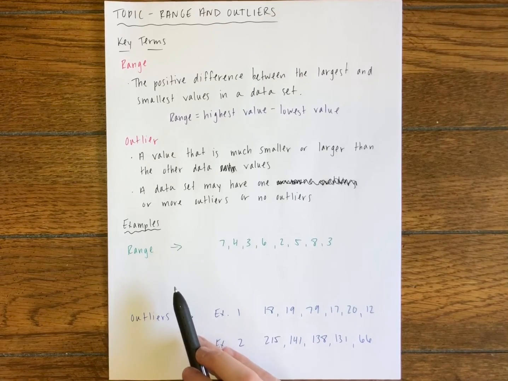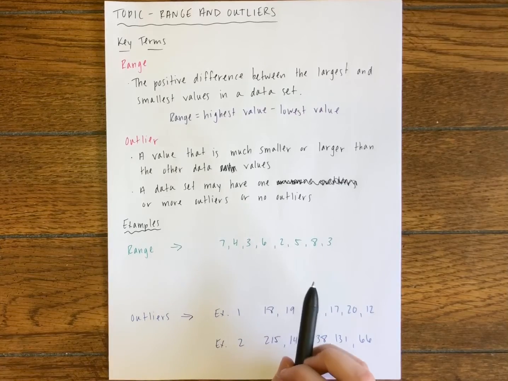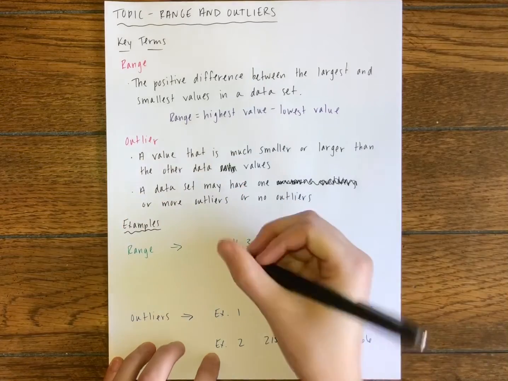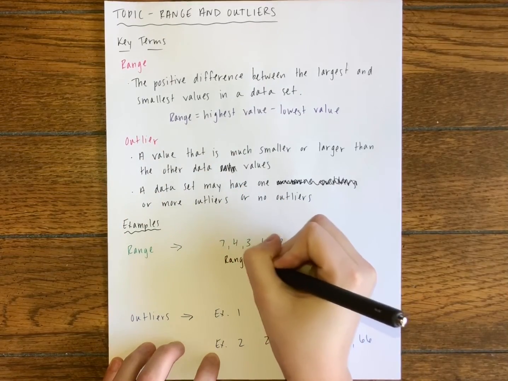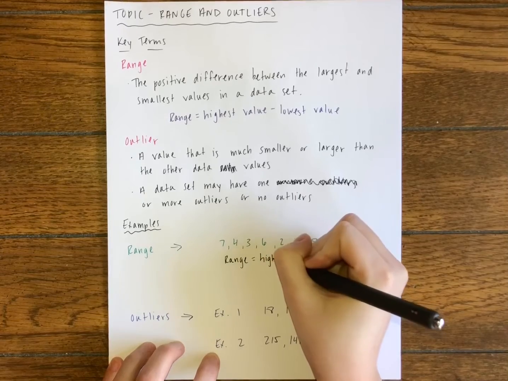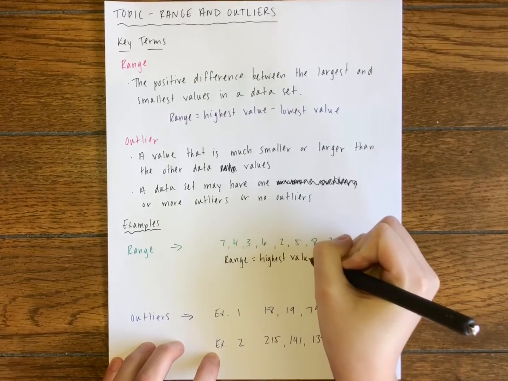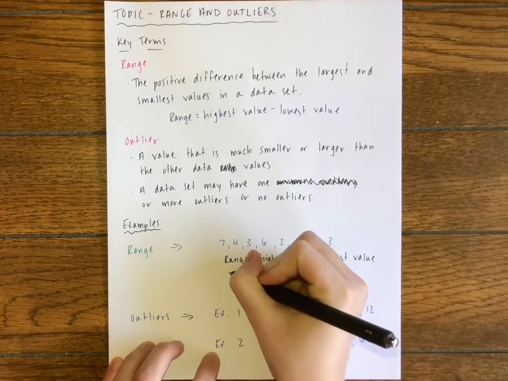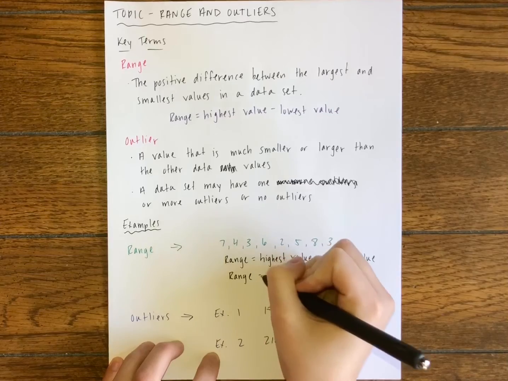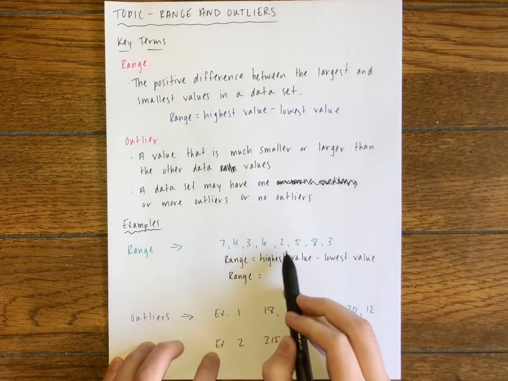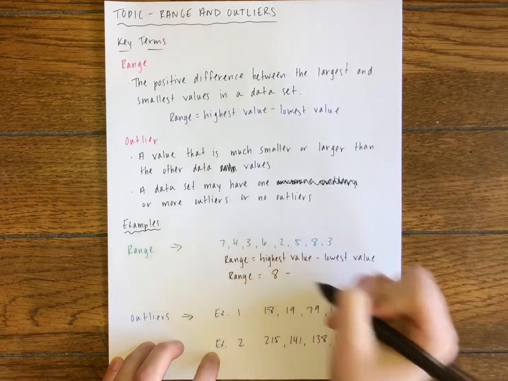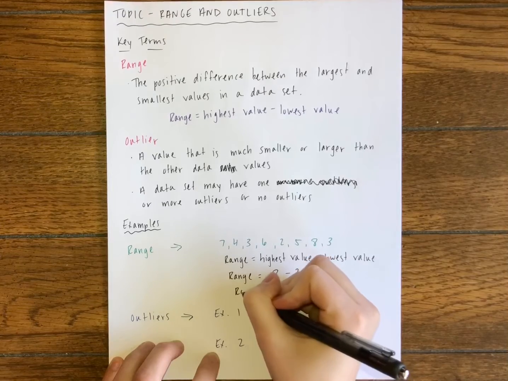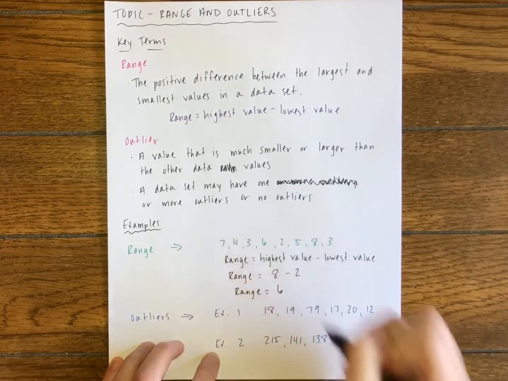First, we have range. So we have 7, 4, 3, 6, 2, 5, 8, and 3. All you have to do is take the formula from above. Range is equal to highest value subtract lowest value. The highest value in this data set is going to be 8, and the lowest value is going to be 2. So 8 subtract 2 is equal to 6.